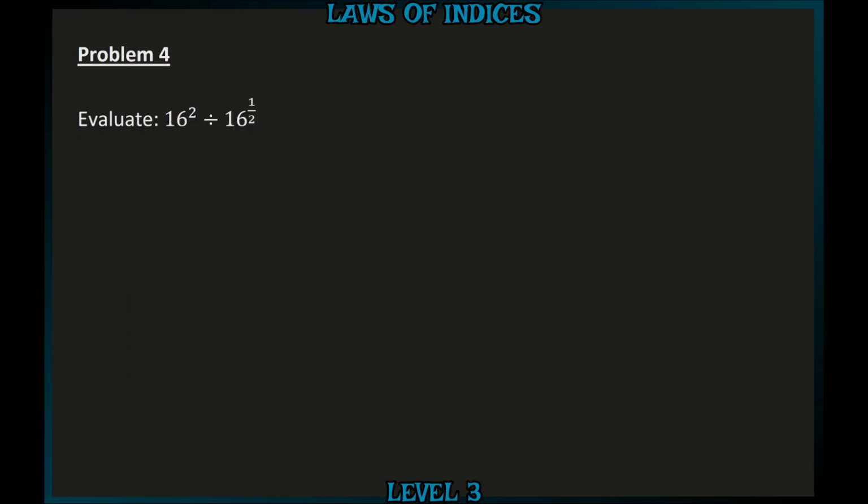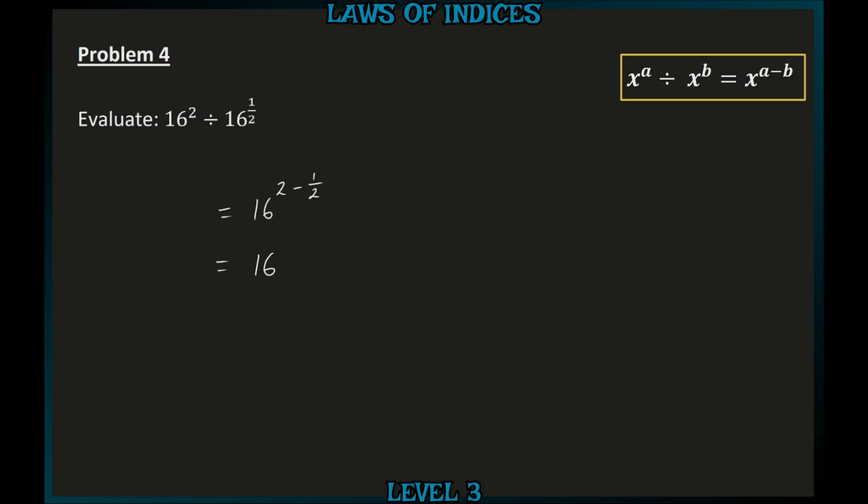In problem 4, we're evaluating 16 to the power of 2 divided by 16 to the power of 1/2. To evaluate something means we need to find the value of it. So to start with, since we're dividing indices here, we're going to use this law, which tells us that when we divide indices, we subtract the powers. So 16 to the power of 2 divided by 16 to the power of 1/2 becomes 16 to the power of 2 minus 1/2. Since 2 minus 1/2 is 3 over 2, we can rewrite this as 16 to the power of 3 over 2.